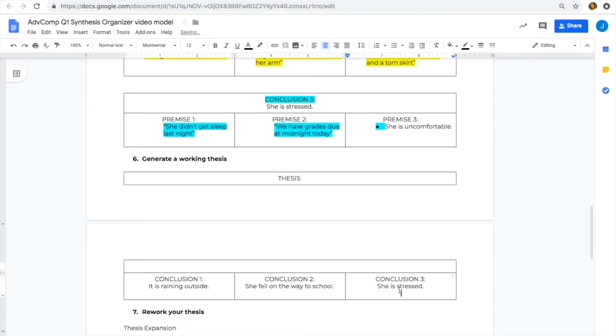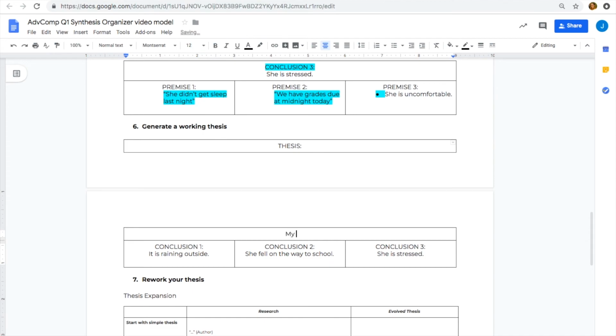So ultimately, we are going to come up with our thesis from these three conclusions, just like we did from the evidence to the conclusion. And there you go. We have our teacher is in a bad mood with three reasons why.